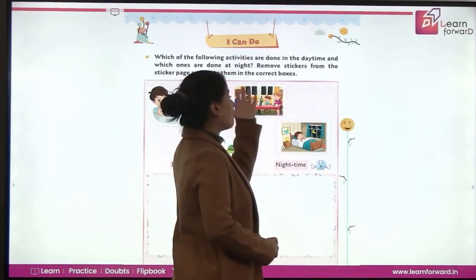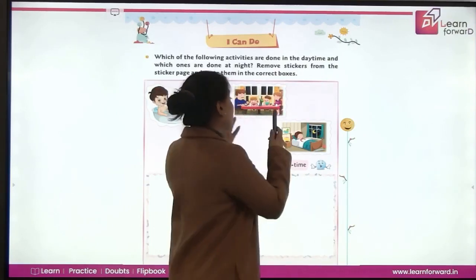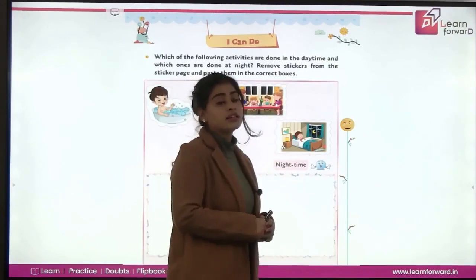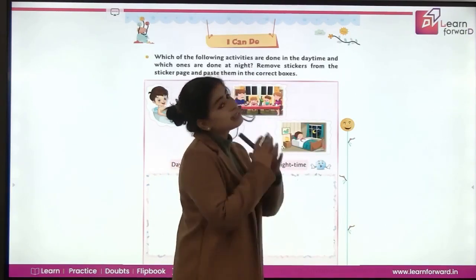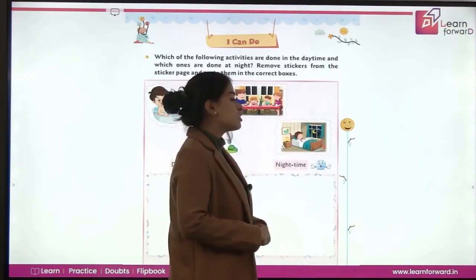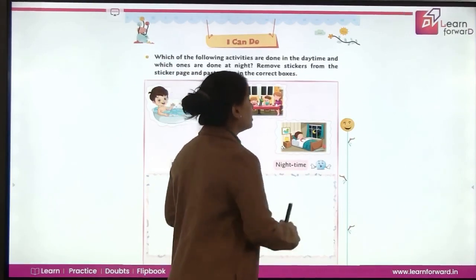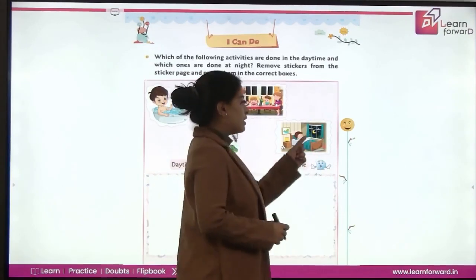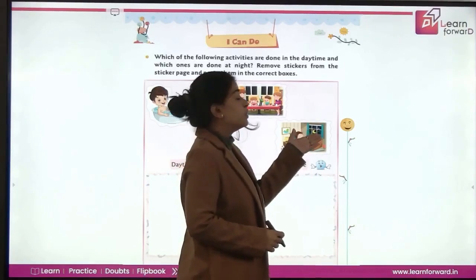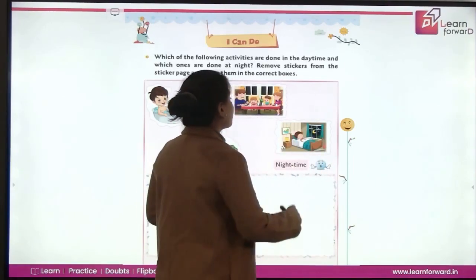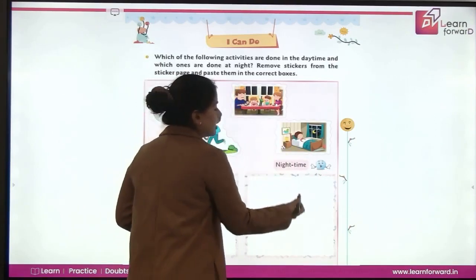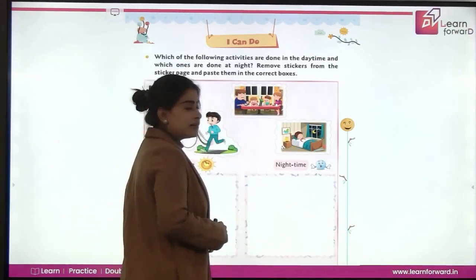Next is having dinner together. The family is eating food together. That is night time. And then this boy is sleeping on the bed. That is also night time, because see, it's dark here and then you can see moon, you can see stars. That is also night time. You will paste these two stickers in night time, okay?